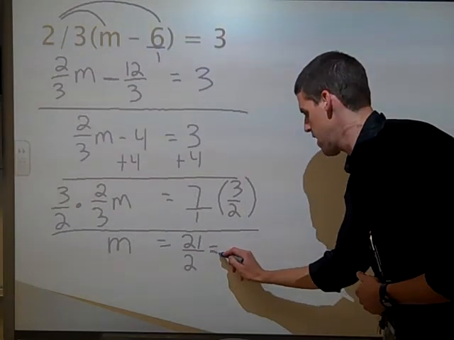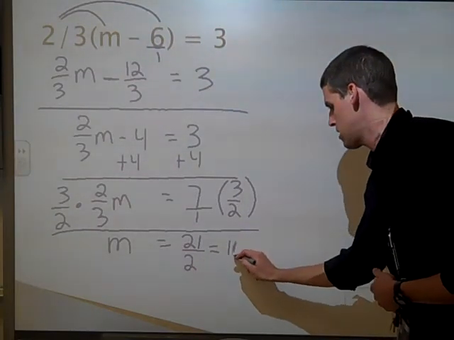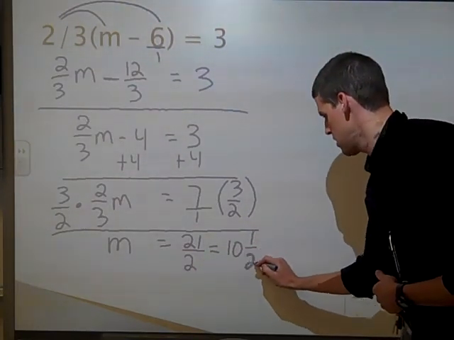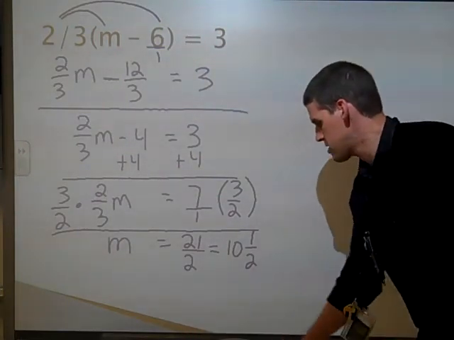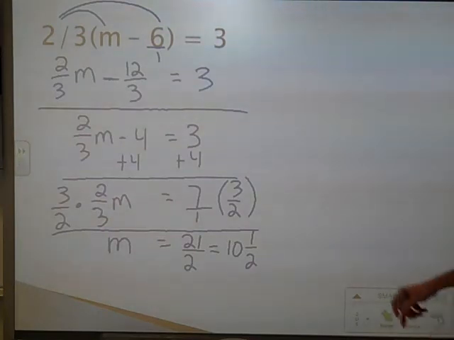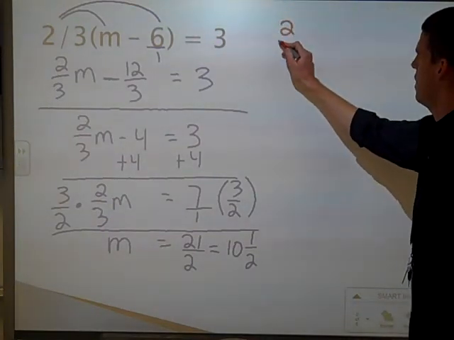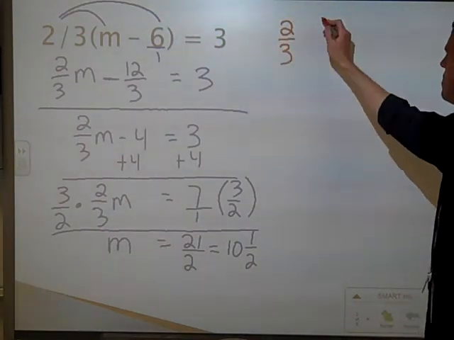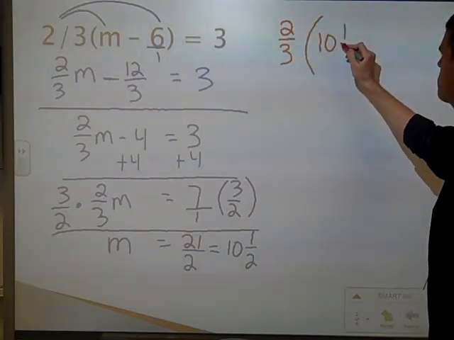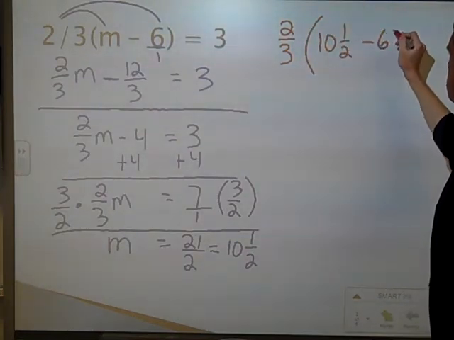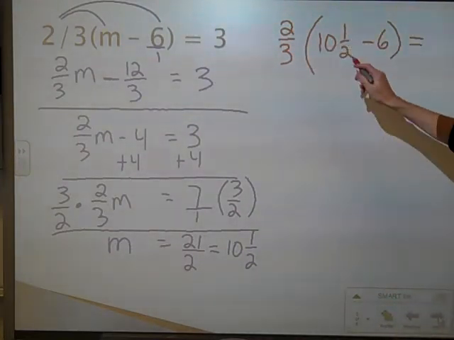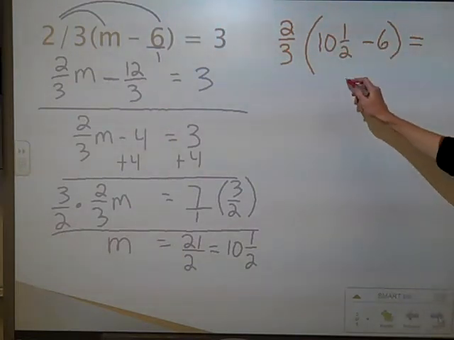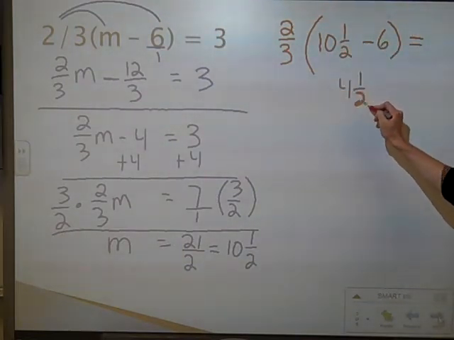I can simplify that. 2 goes into 21 10 times with 1 left over, giving me an answer of 10.5. So I'm going to check that to make sure it works. I'll plug it in. I have 2/3 times (10.5 minus 6). I can do what's inside of here first, I don't need to distribute it out yet. So I have 10.5 minus 6 is equal to 4.5.